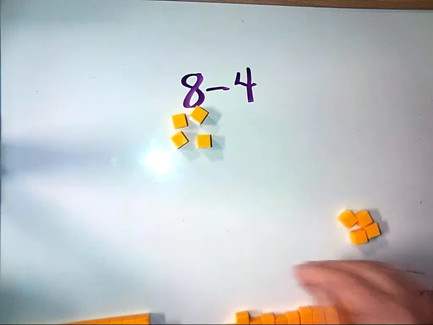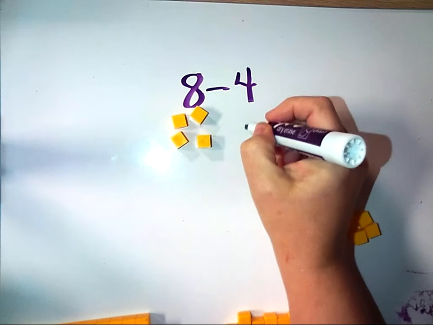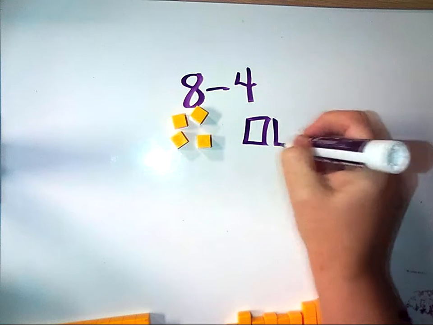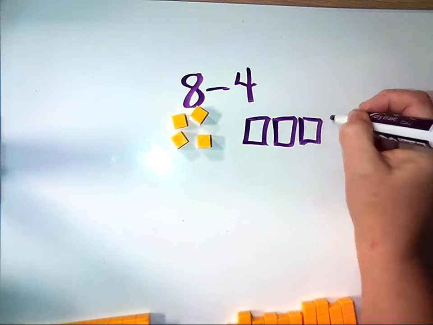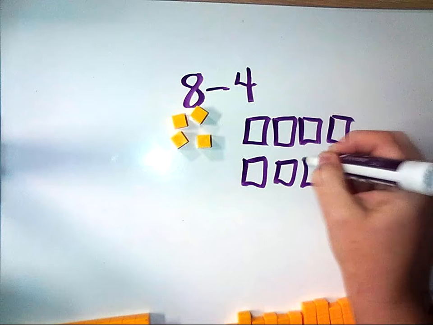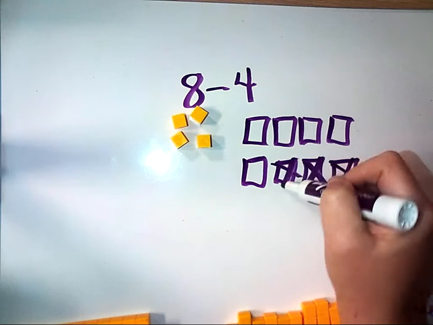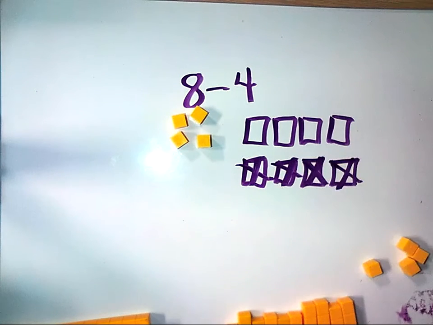And then, of course, you could do that pictorially by drawing your 8 and then mark off 1, 2, 3, 4, so you're left with 4.